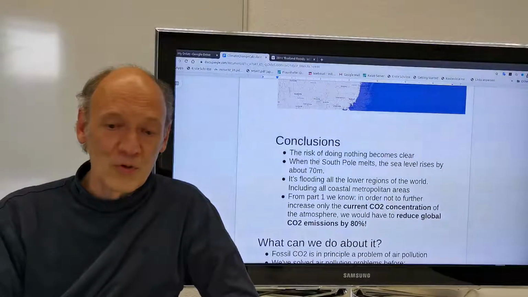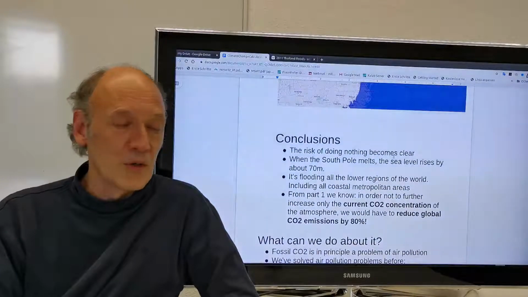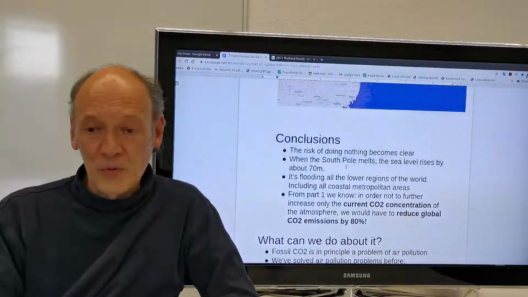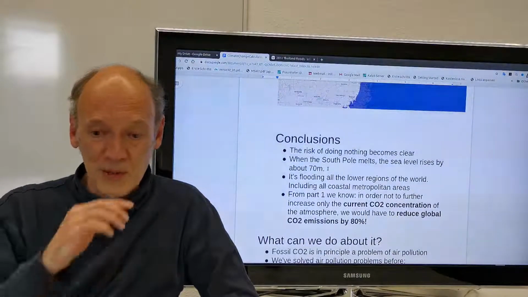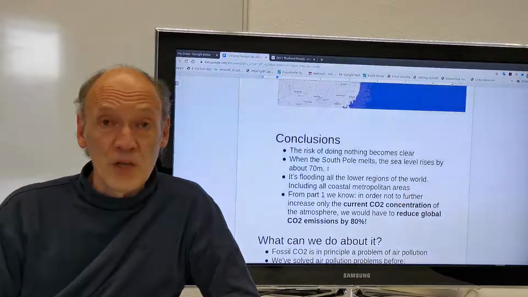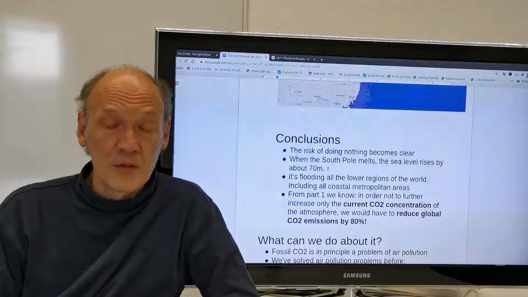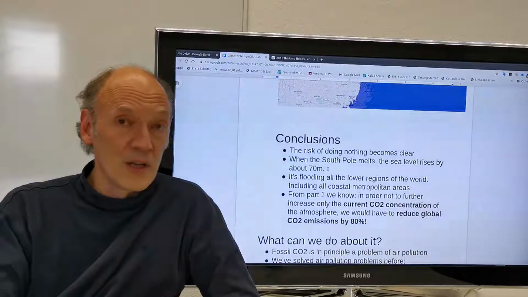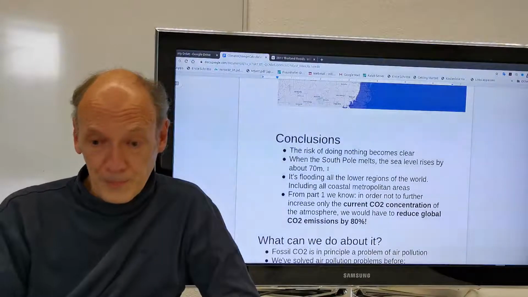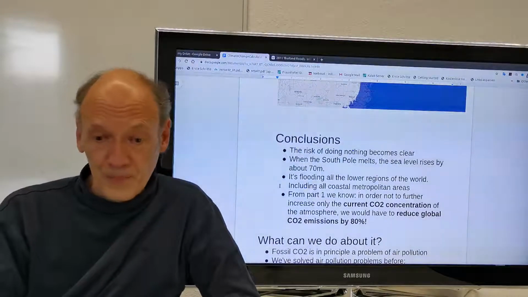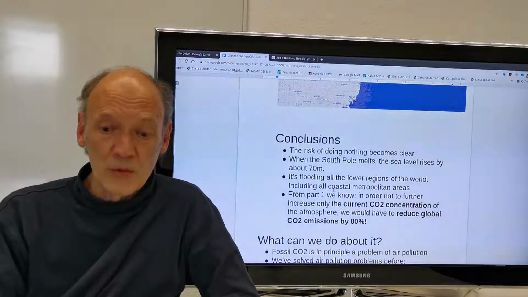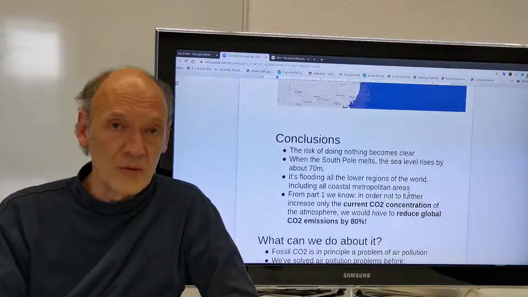Yeah, so the conclusion here is that the risk of doing nothing becomes clear. We could lose a lot. It can be very expensive. When the South Pole melts, the sea level rises by about 70 meters. And here we can also think about what might happen, for instance, to Asia. Many parts of China and the rest of Asia are in low-lying areas. For instance, Shanghai would be completely disappearing too. Or Hong Kong. So it's flooding all the lower regions in the world, including all coastal metropolitan areas.